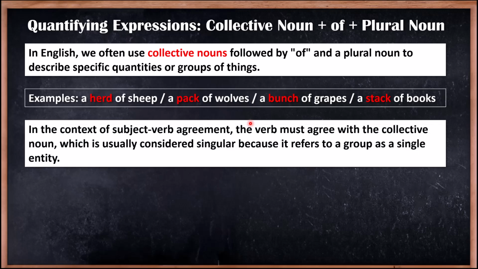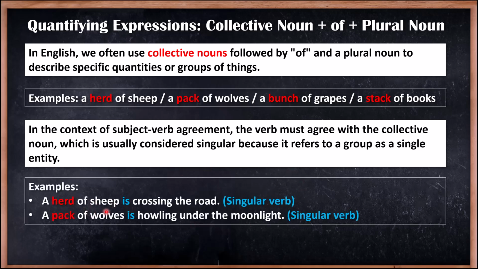So in the context of subject-verb agreement, the verb must agree with the collective noun, which is usually considered singular because it refers to a group as a single entity. For example, a herd of sheep is crossing the road, not a herd of sheep are crossing the road. A herd is. A pack of wolves is howling under the moonlight. A pack is, not a pack are. So we use singular verbs with collective nouns. Even though we have a plural noun here, we are referring to the collective noun.